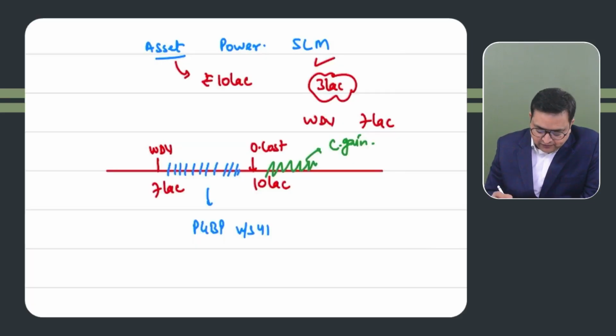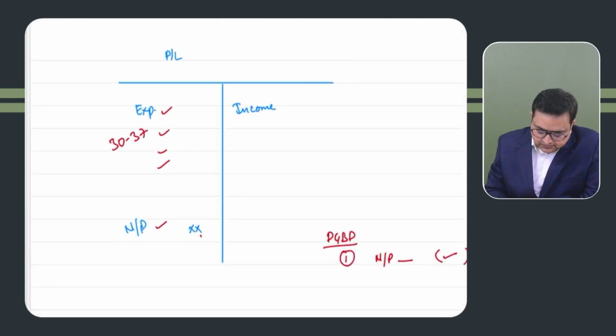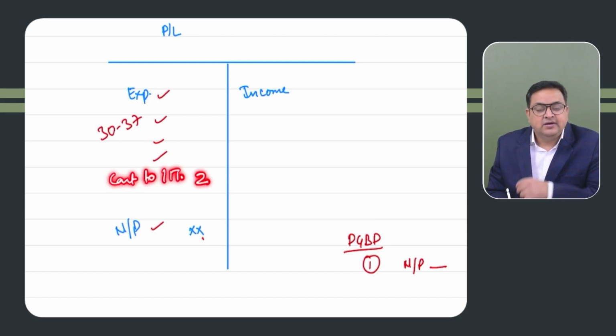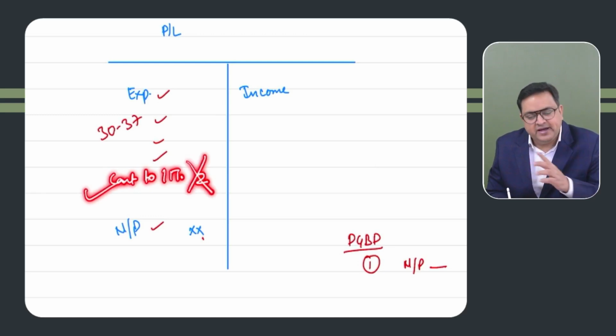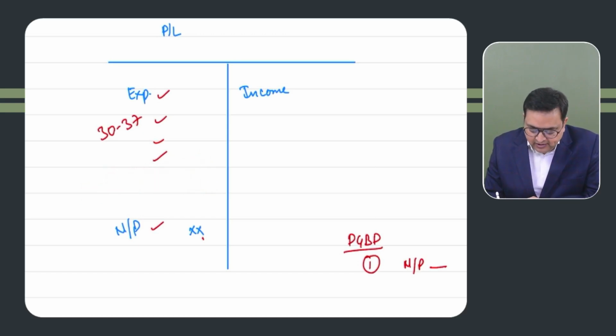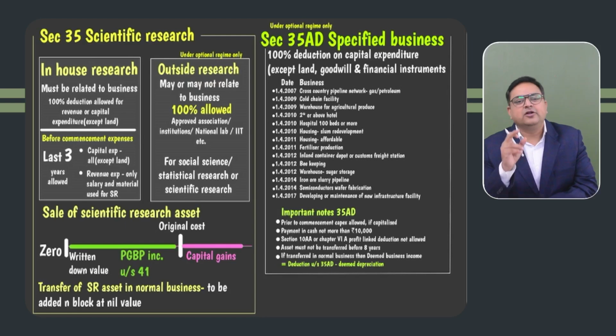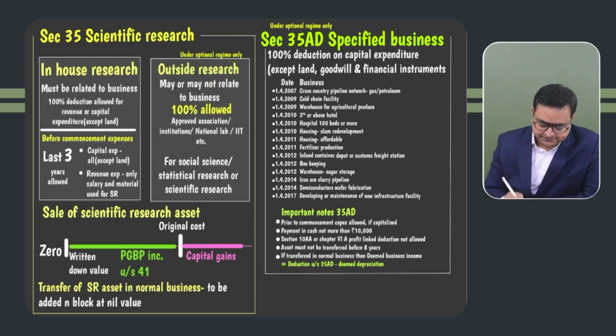Got it? So if in your examination there is a practical problem, and it is written that the assessee has made a contribution to IIT for scientific research, whatever is the amount, let's say 2 lakh rupees, if the assessee is following the optional regime, then it is allowed. But if the assessee is following the default regime, please add it back, it will not be allowed. Right? Please don't make a mistake over there. So outside research is allowed 100%, but only under the optional regime, not in the default regime.